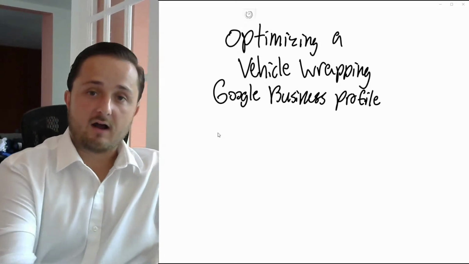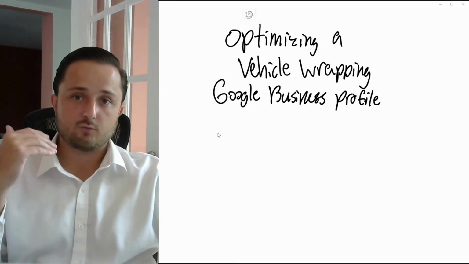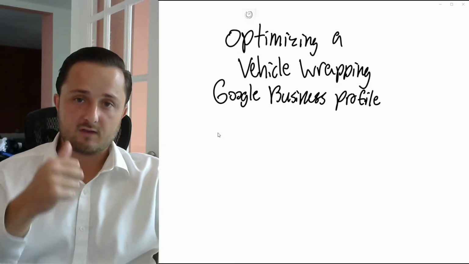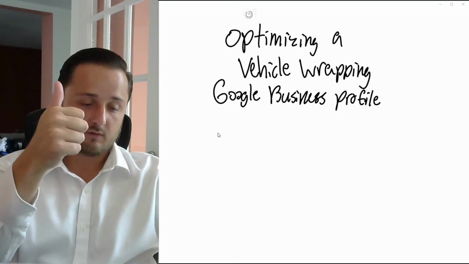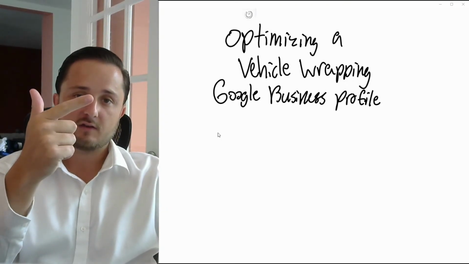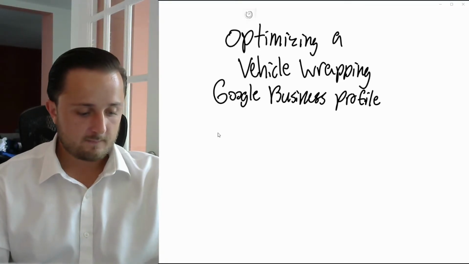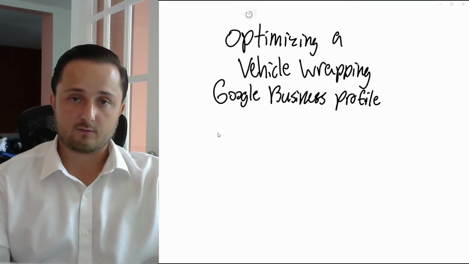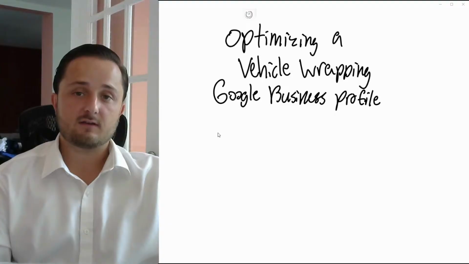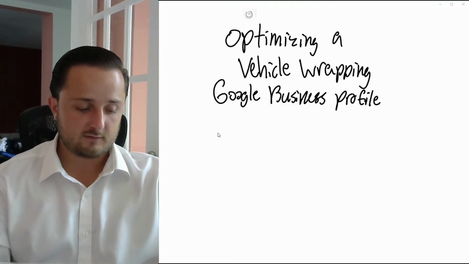So now we're going to talk about optimizing a vehicle wrapping company's Google Business Profile. We've already gone over the name and how we want a keyword in there. We've also already gone over citations, and how we want to maintain a consistent name, address, and phone number. And we've already talked about the primary category. We want to make sure that it's matching best to vehicle wrapping services.